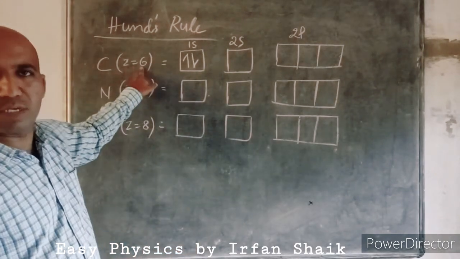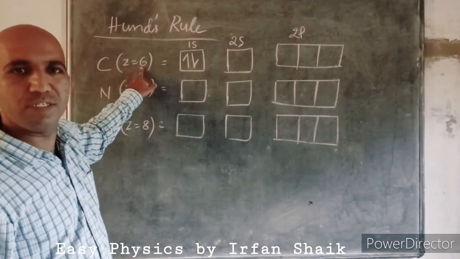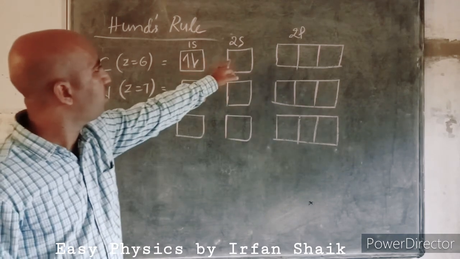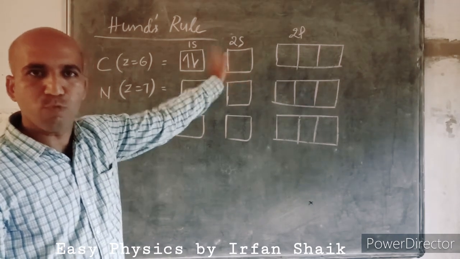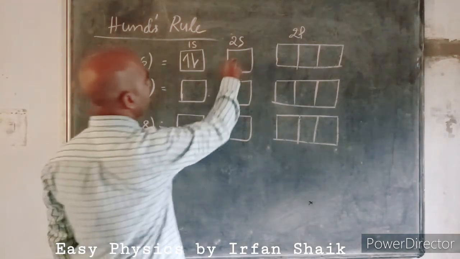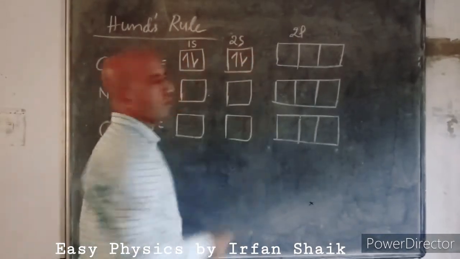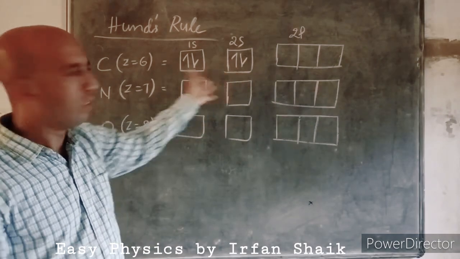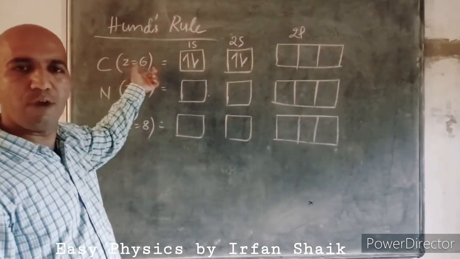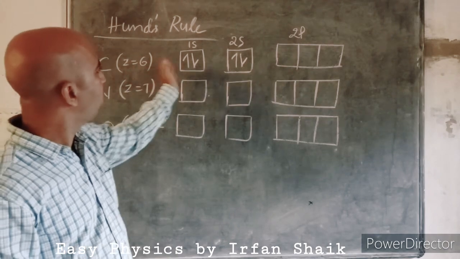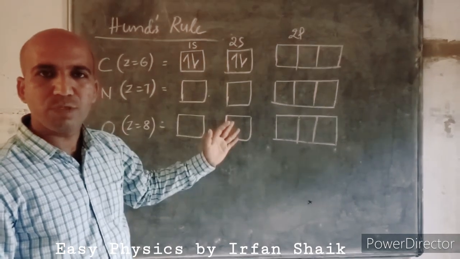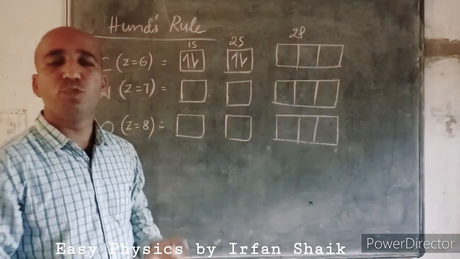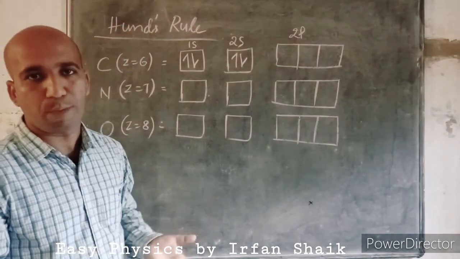So carbon has 6 electrons in total. Among these 6, 2 electrons have already filled the 1s, and in the 2s orbital 2 more electrons will fill. So now 4 electrons have been filled. Among 6 electrons, 4 have already filled. That means 2 more electrons remain. Where will these 2 electrons go?